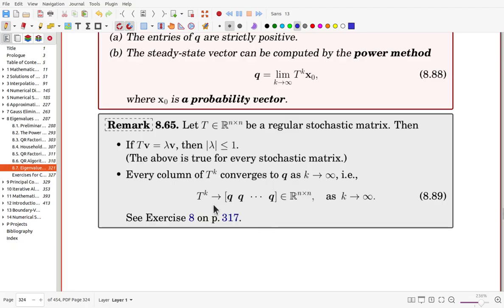And now in exercise A, you will use that. Try to use this one, and then you can prove that. Okay.